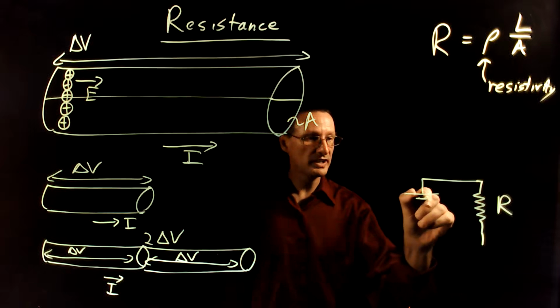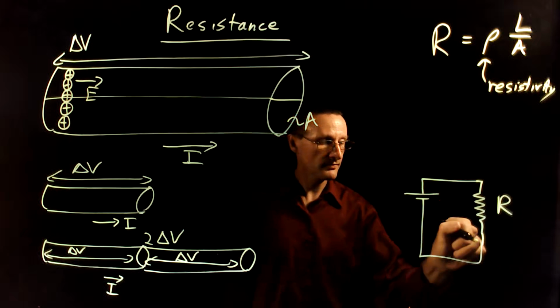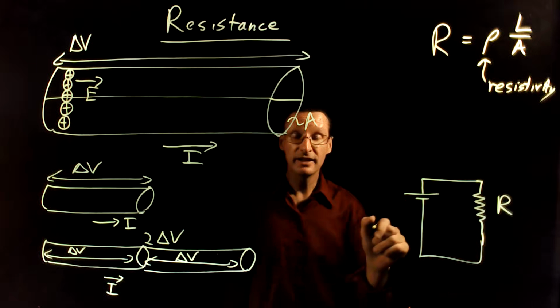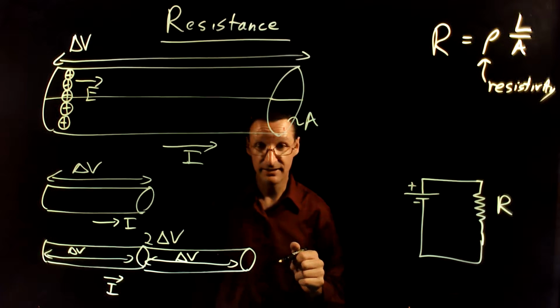And as usual, we draw batteries as two wires like this. And the longer stem here is going to be the positive side and the shorter side is the negative side. Okay?